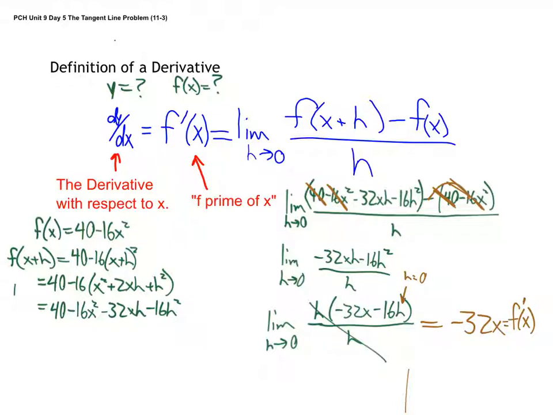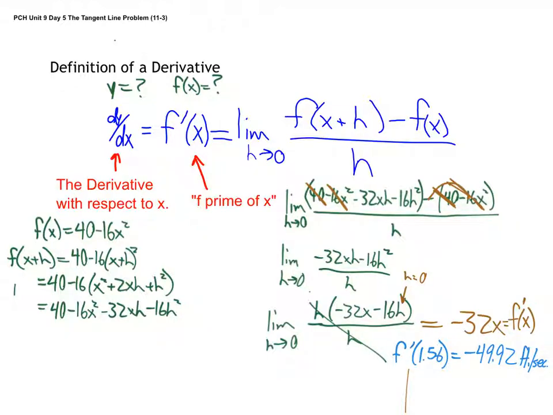Well, what point were we finding the velocity at, or trying to approximate it at? It was when t equaled 1.56. So guess what? If I do f prime of 1.56, that'll give me my instantaneous velocity. Okay? And that's 1.56 times negative 32, which is negative 49.92 feet per second.